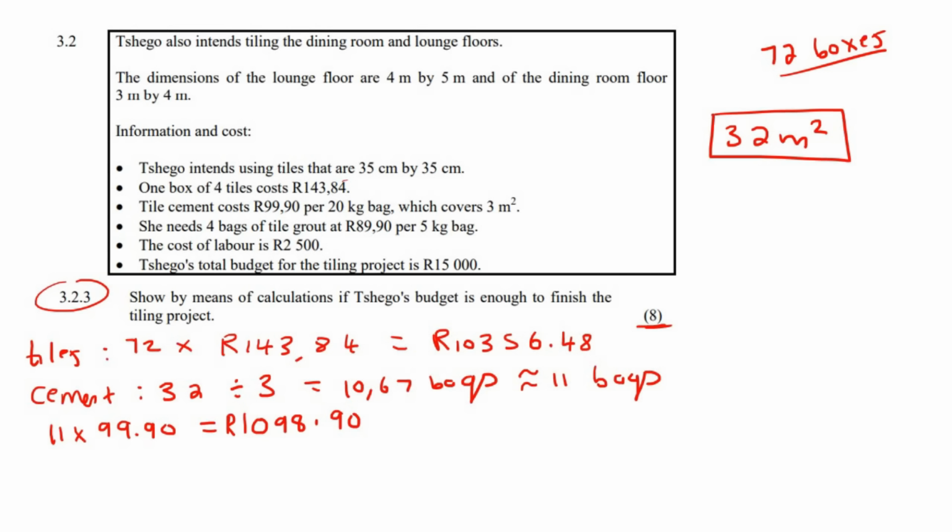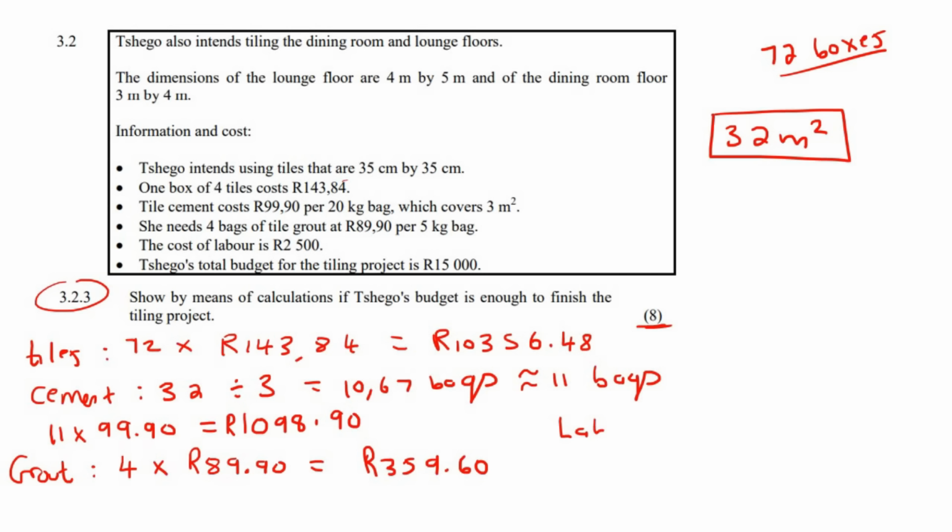Okay. Now we also need to buy tile grout. So that's the stuff that goes in between the tiles. And she needs 4 bags. So they tell us that she needs 4 bags, and each bag is 89 Rand 90 per 5 kilogram bag. So she's going to buy 4 of those. So grout: 4 multiplied by 89 Rand 90, so she'll spend 359 Rand and 60 cents on tile grout. And then she also has to pay some people to help her install it, and that is the labor.